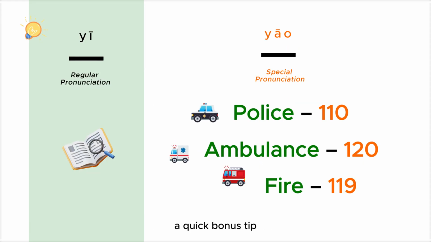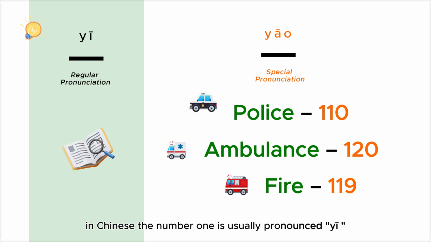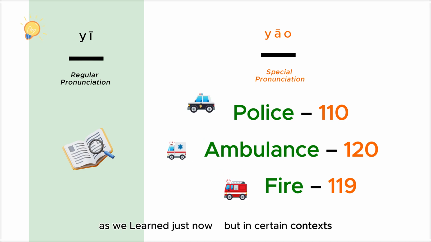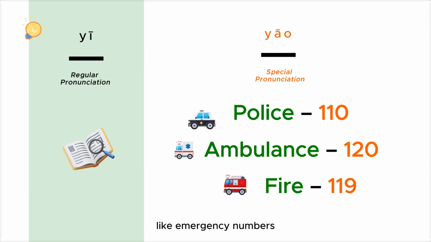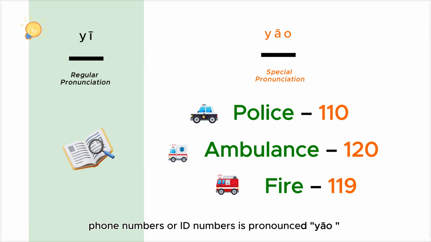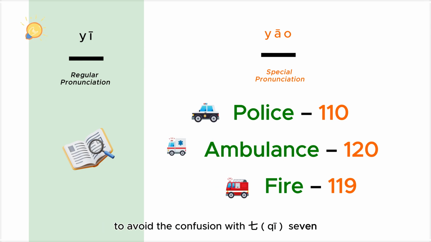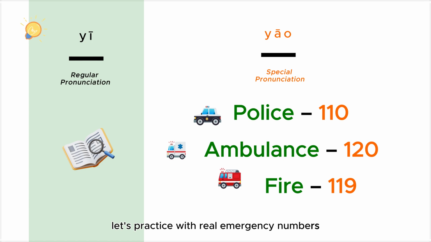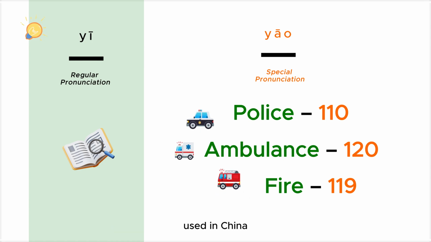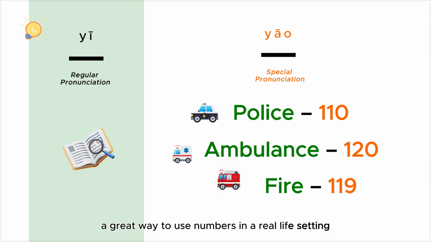A quick bonus tip. In Chinese, the number 1 is usually pronounced 一, as we learned just now. But in certain contexts, like emergency numbers, phone numbers, or ID numbers, it's pronounced 幺, to avoid confusion with 七, 7. Let's practice with real emergency numbers used in China. A great way to use numbers in a real-life setting.